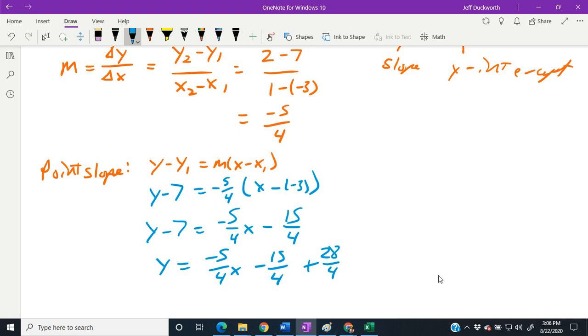So my final solution in slope-intercept form will be y equaling negative 5 over 4x. And then 28 minus 15 is 13. So plus 13 over 4. And that should be my solution.